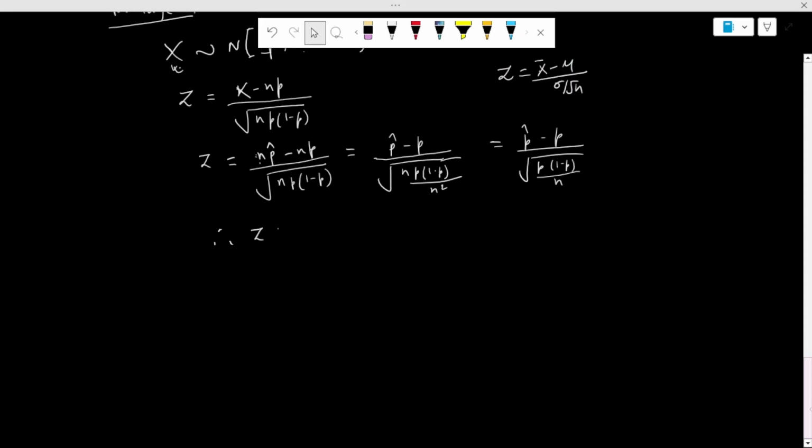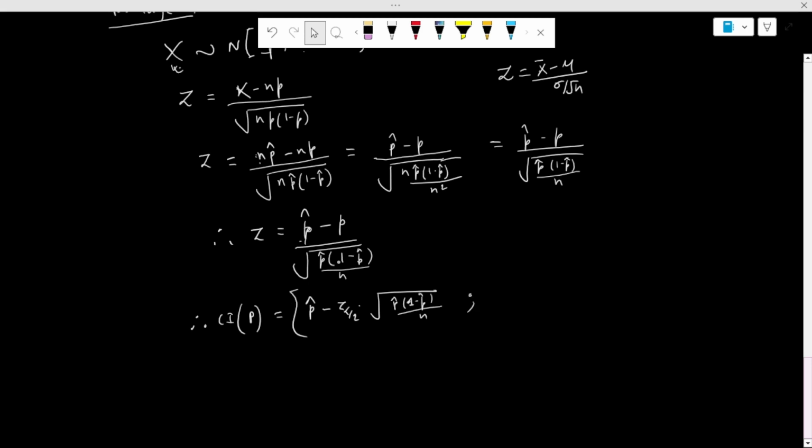Therefore z is equivalent to the sample proportion of success minus p, the proportion of success for the population, divided by root under this. From this relationship, the confidence interval for the population proportion of success, or the probability of success, is given by this, with the upper limit, and the confidence level is 1 minus alpha. And we can compare it with the confidence interval of the population mean.